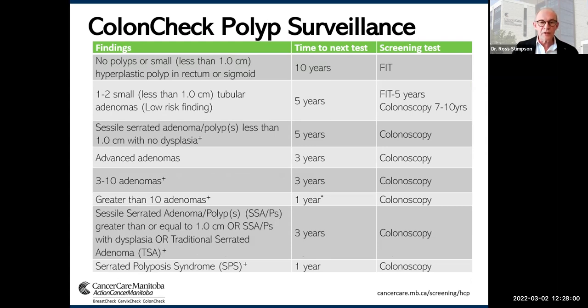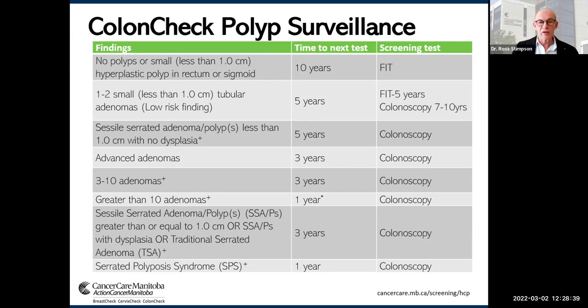So these are the guidelines that we use at ColonCheck, and we've updated these recently. With the introduction of FIT, all recommendations in the future will be FIT instead of FOBT. So we now recommend, after a normal colonoscopy, and that includes hyperplastic polyps in the rectum or sigmoid, you return to FIT testing in 10 years. With 1 to 2 small, that is less than a centimeter, tubular adenomas with low-grade dysplasia, we recommend FIT testing in 5 years, with colonoscopy an option in 7 to 10 years, in keeping with the U.S. guidelines.